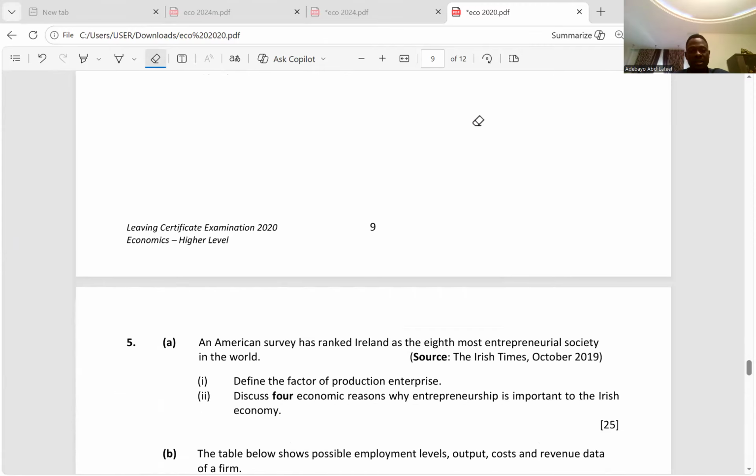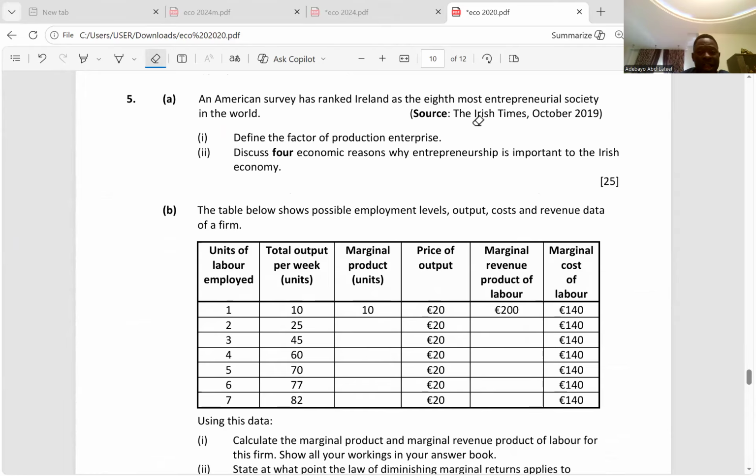Are you there? For question 5, they said an American survey has ranked Ireland as the 8th most entrepreneurial society in the world. Define the factor of production enterprise. And what is factors of production? Factors of production are the resources that help in the production of goods and services. We have land, labor, capital, and enterprise. Now, the question says we should define the factor enterprise. Enterprise is the skills, the knowledge, the idea of the entrepreneur that is used in organizing all factors of production. That is enterprise, and the reward for enterprise is profit.